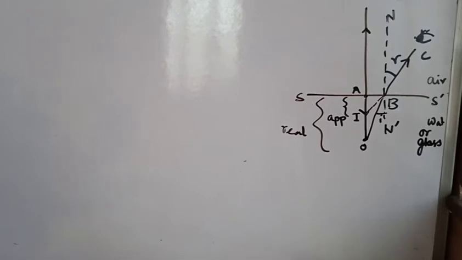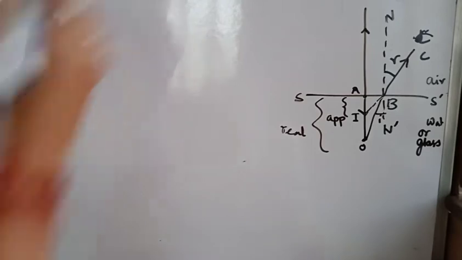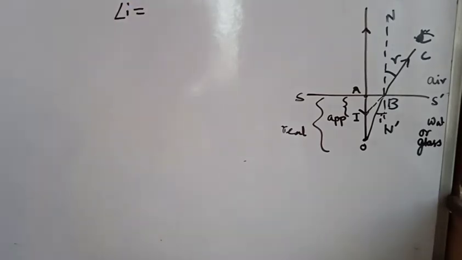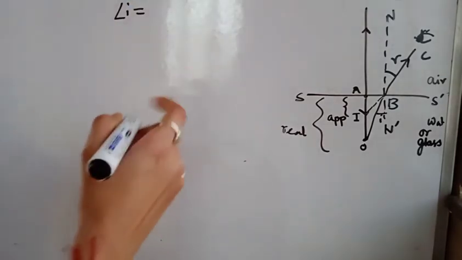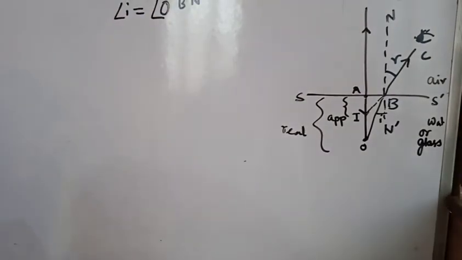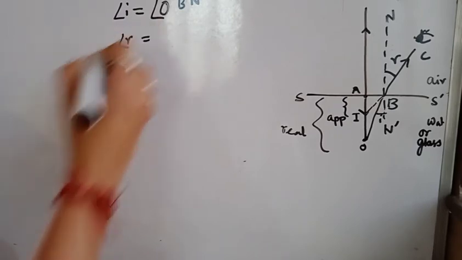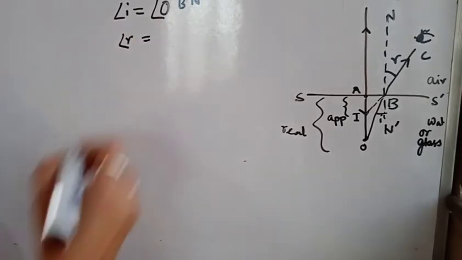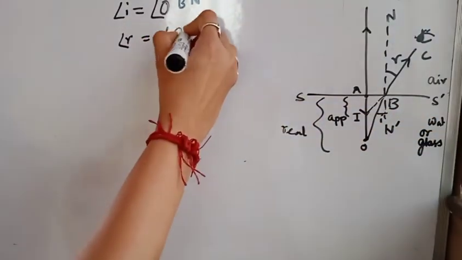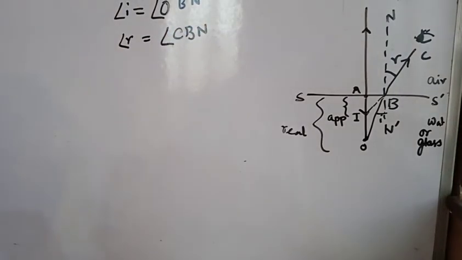As we can see, OB is the incident ray here and BC is the refracted ray. So I is the angle of incidence, which we can write as angle OBN prime, or N dash. And the angle of refraction R can be written as CBN or NBC, we can write both. We can write it like this.